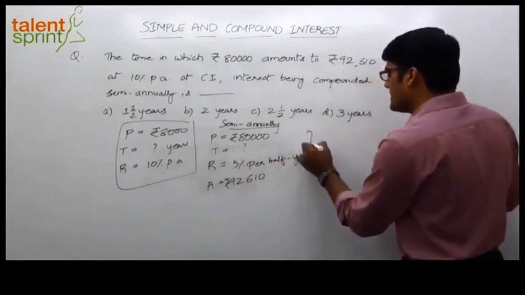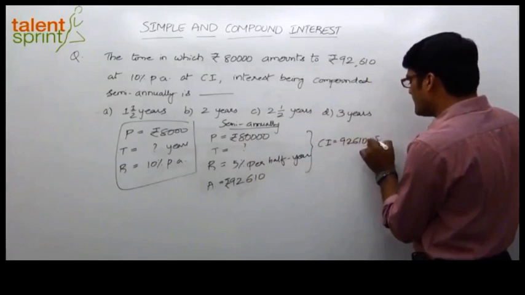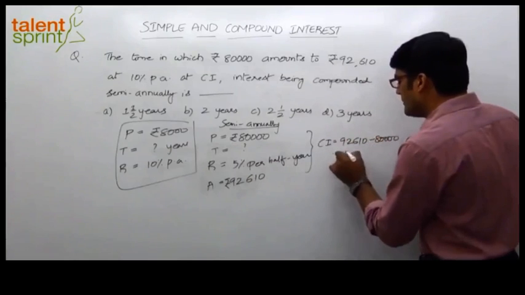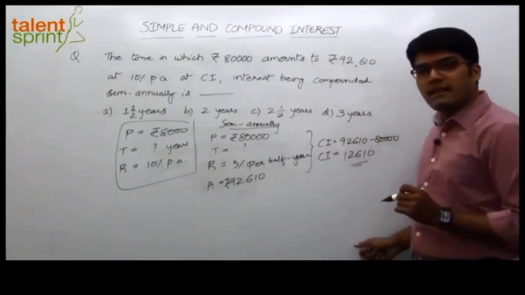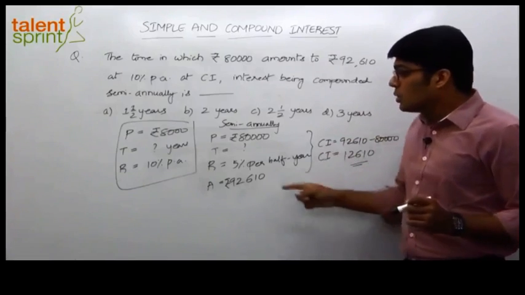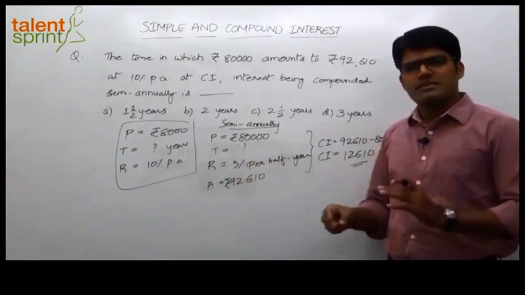Yes. I can say CI is equal to 92,610 minus 80,000. That will be equal to 12,610. This is our compound interest. Now you know the compound interest, you know the principal amount, and you know the rate of interest. Can you find out the time? Yes, you can do that calculation.